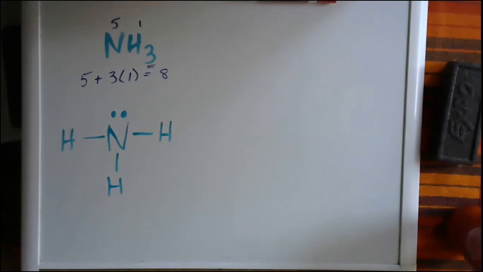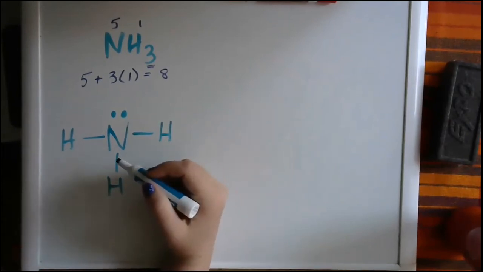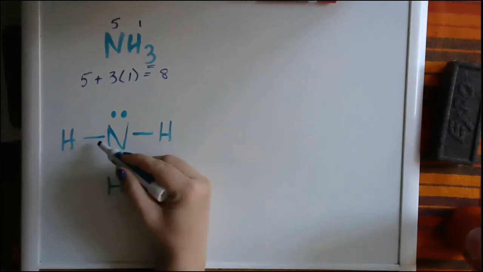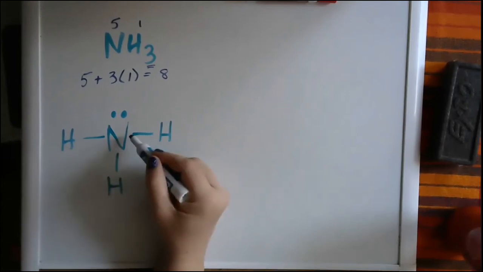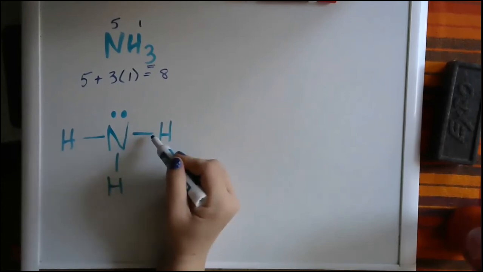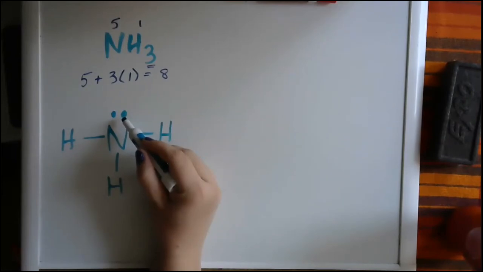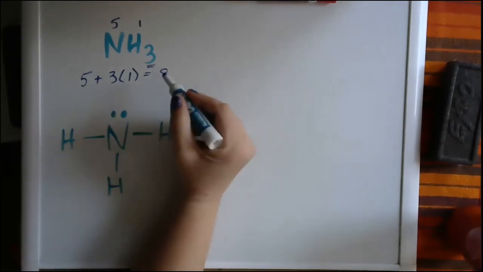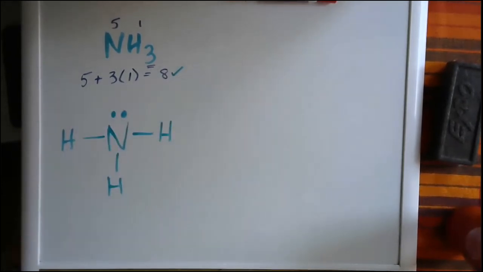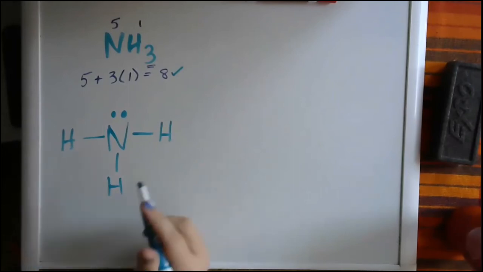So now I'm going to do some counting and see where I'm at with my structure. First of all, how many electrons did I use? I used 2 for this bond, 2 for this bond, and 2 for this bond. So that's 6. Plus my 2 up here is my lone pair. That's 8. That matches my valence number, which is good. That means that I've done well there.